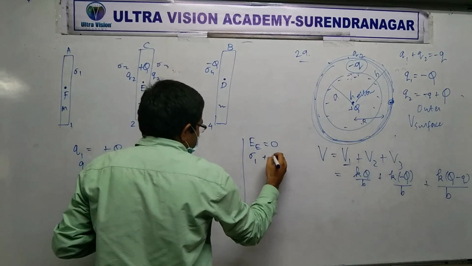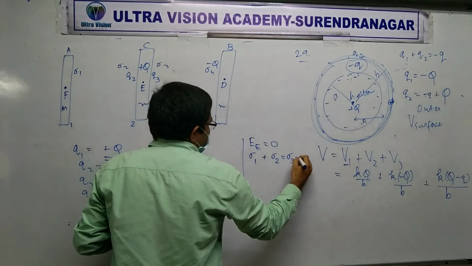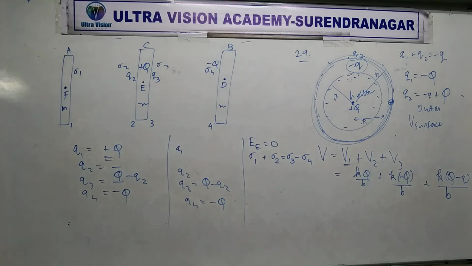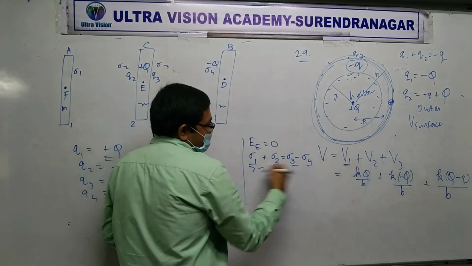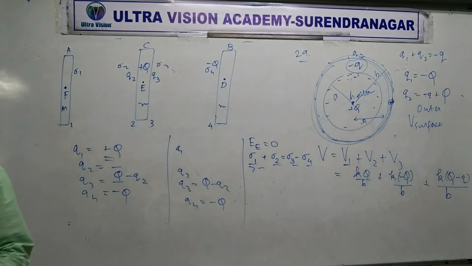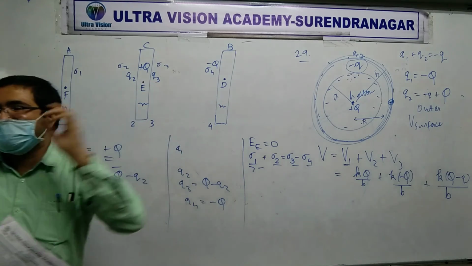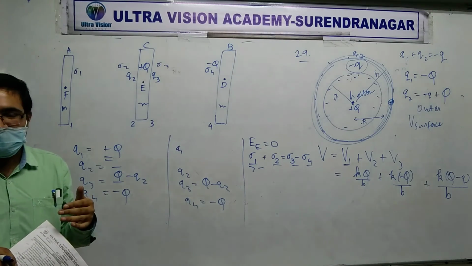Assuming Q2 is positive, it should be equal to sigma 3, sorry, minus sigma 4. Each divided by 2 epsilon 0, so that the total electric field from the left side and the total electric field from the right side should be balanced. It may be equal. Clear or not clear? Sure.